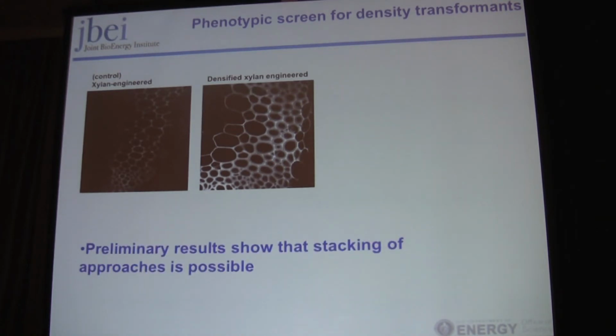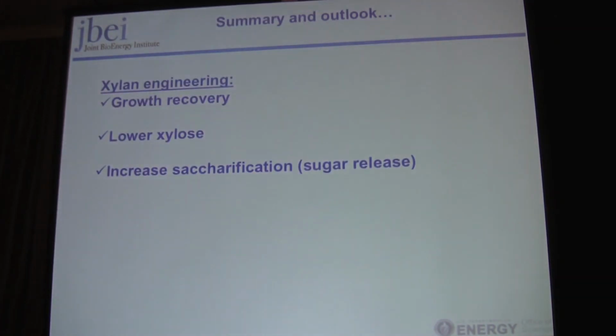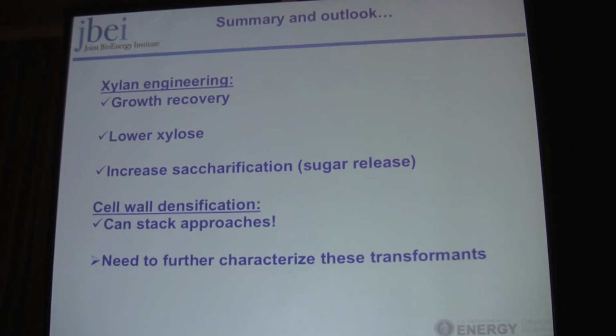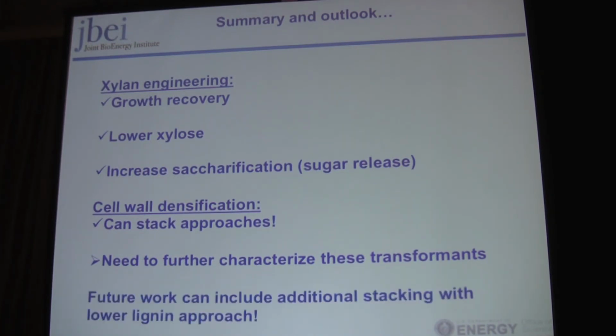But we're also excited to see that we can stack these different approaches. So in summary, in our xylan engineered plants, we were able to recover the growth, maintain the low xylose amounts, and improve on the saccharification. And we were able to stack the approaches since we were able to apply the fiber density into the xylan engineered plants. And we still need to further characterize these transformants. And further down the road, we hope we can stack this with a lower lignin approach as well.